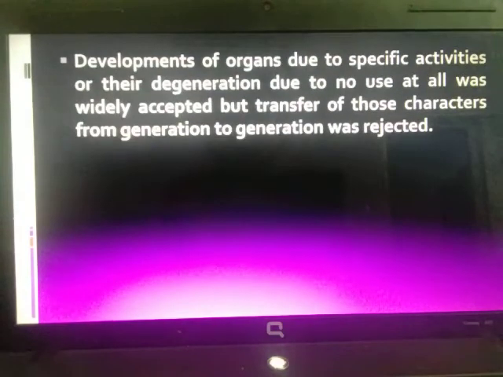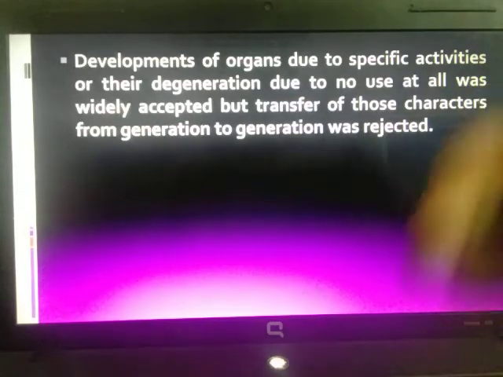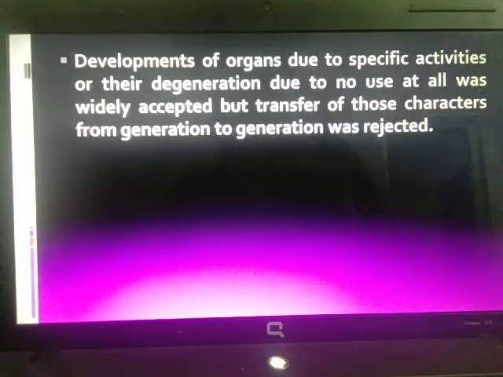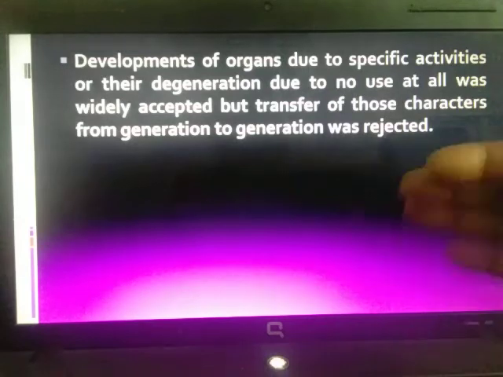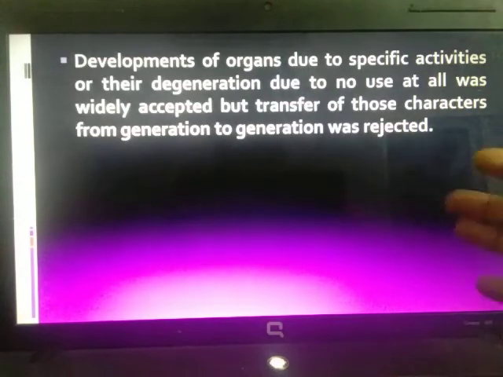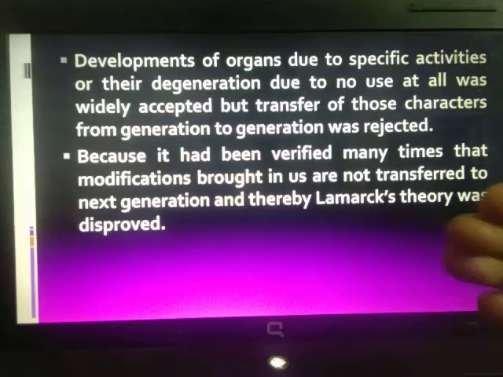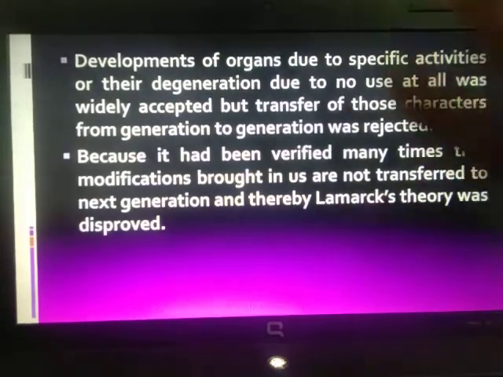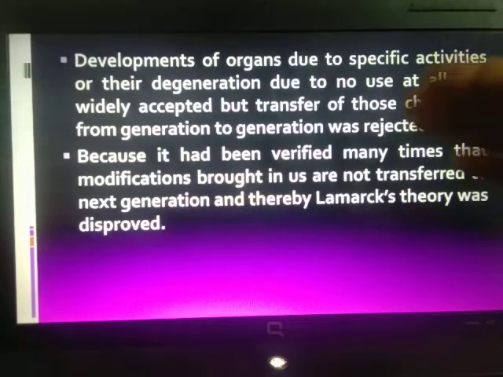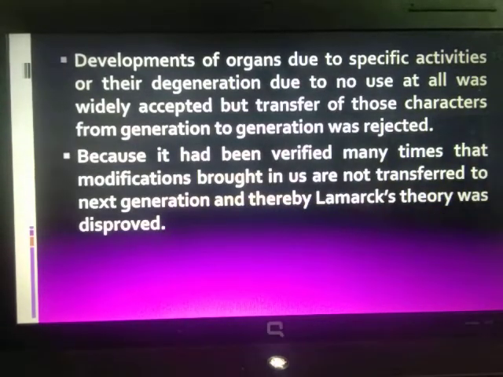Fine. So development of organs due to specific activities or their degeneration due to no use at all was widely accepted, but transfer of those characters from generation to generation was rejected, because you have already studied that evolution can be based on genetic mutations. If there are mutations in a particular organism, they might be carried forward, but not due to acquired activities or acquired characters. They may not be passed from generation to generation. So it was rejected because of it. Because it had been verified many times that modifications brought in us are not transferred to the next generation, Lamarck's theory was disproved.